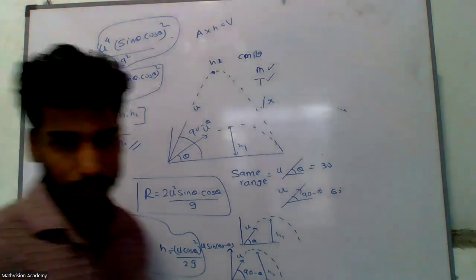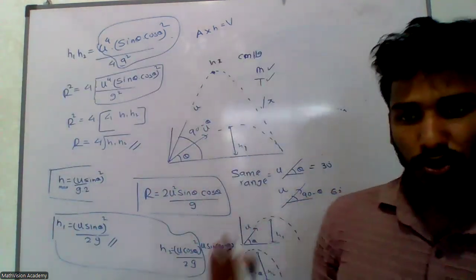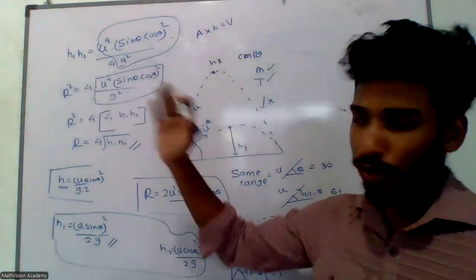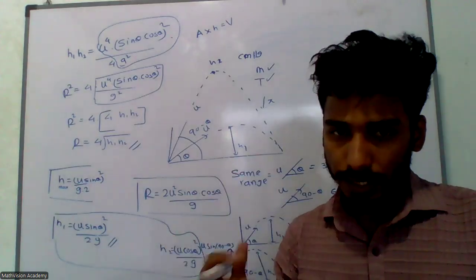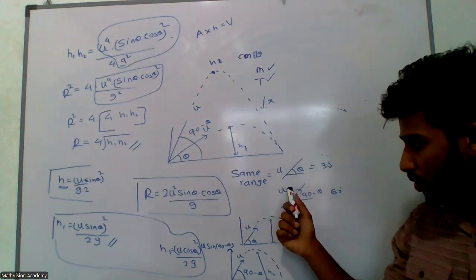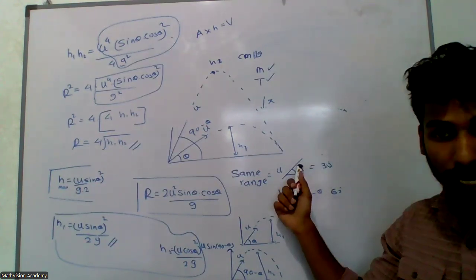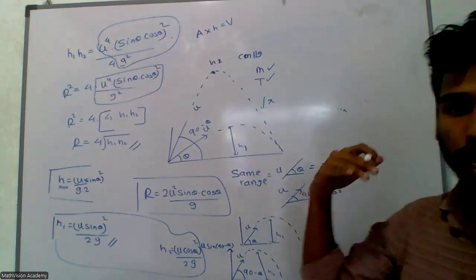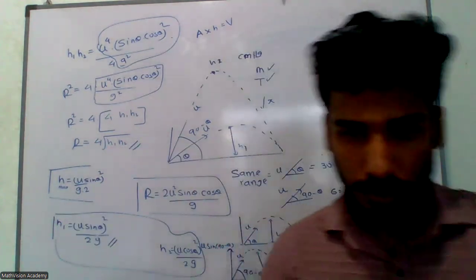So just remember it. Irrespective of the question, whether you get the same one or not, to get the idea: same range means it has to be projected with the same velocity. For angle theta, the other has to be 90 minus theta. Okay?